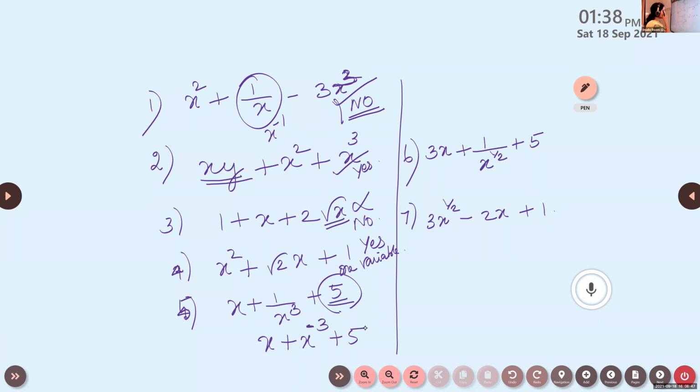Aditya S. Krishna. Sixth one. That is not a polynomial, right? Yes. Correct. It is plus x raised to minus half plus 5, so it's not a polynomial.